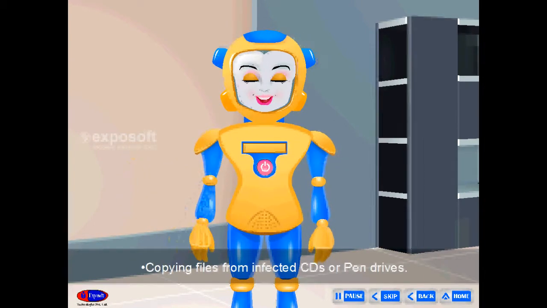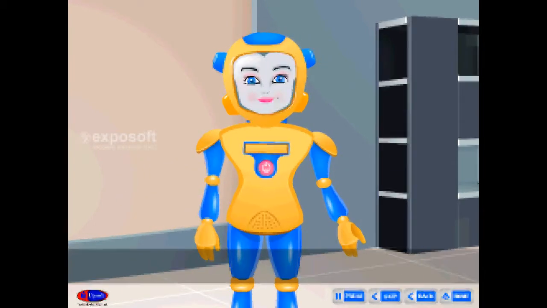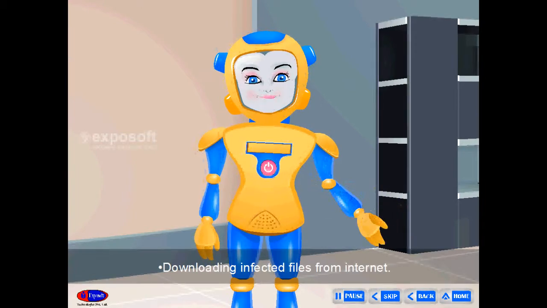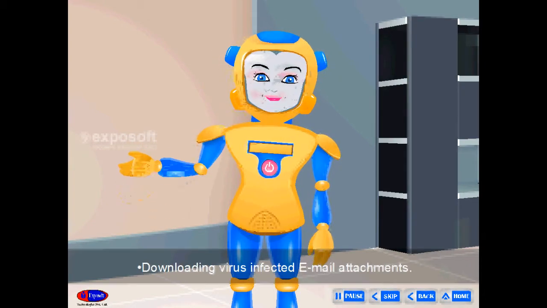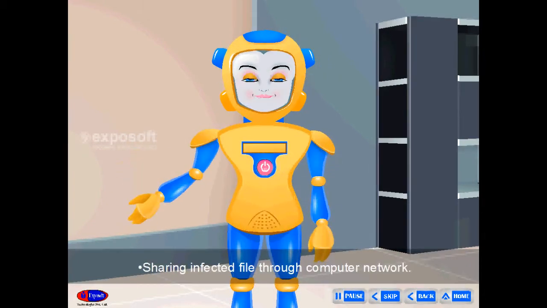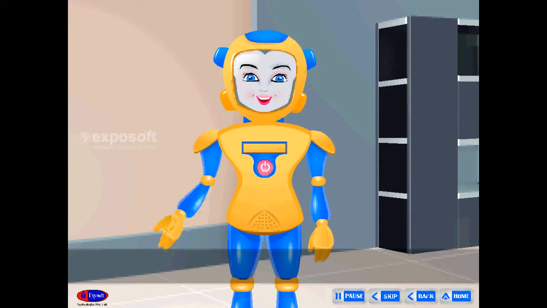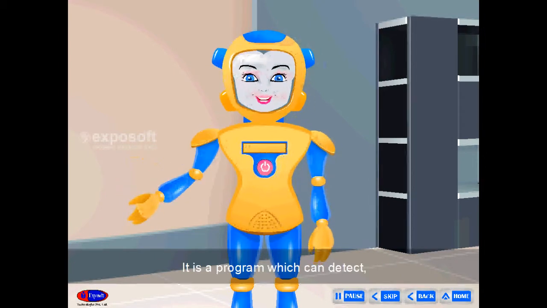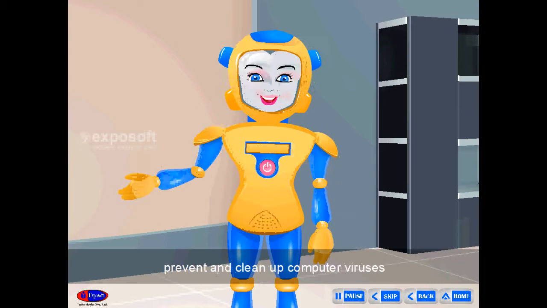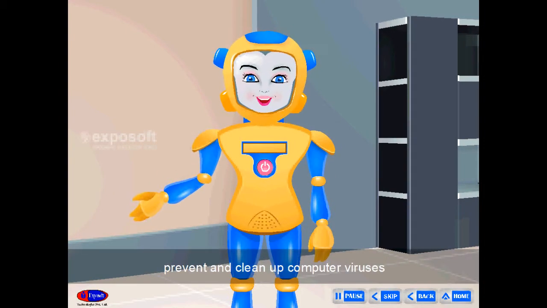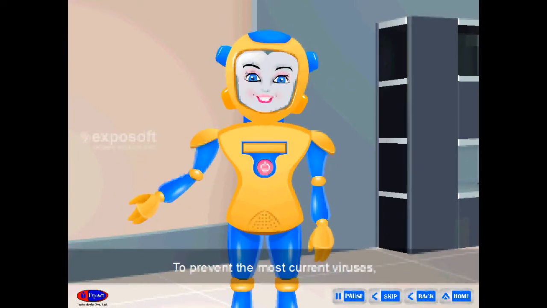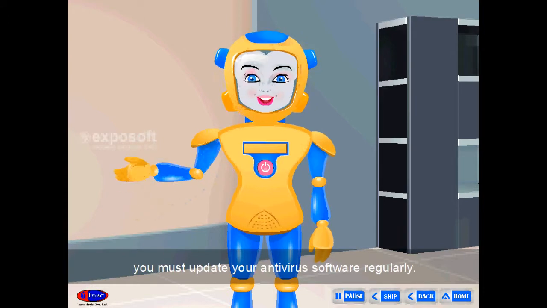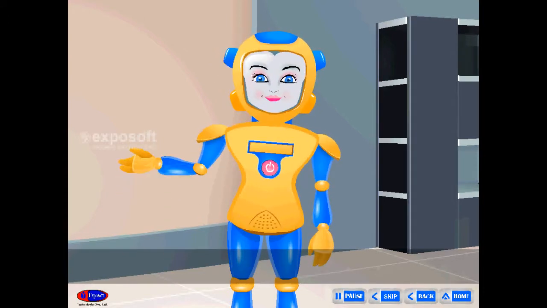Copying files from infected CDs or pen drives. Downloading infected files from Internet. Downloading virus-infected email attachments. Sharing infected file through computer network. Antivirus software. It is a program which can detect, prevent and clean up computer viruses which may attempt to infect your computer system. To prevent the most current viruses, you must update your antivirus software regularly.